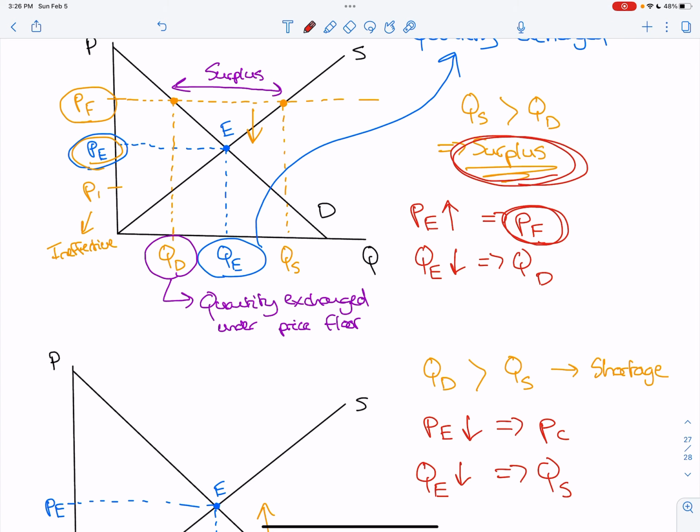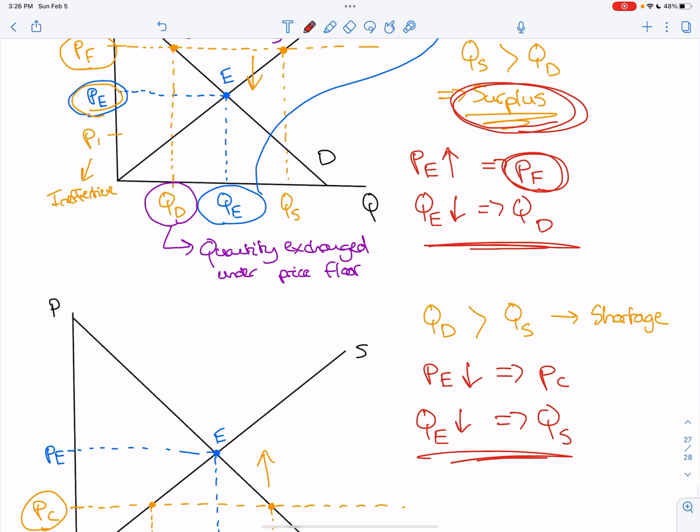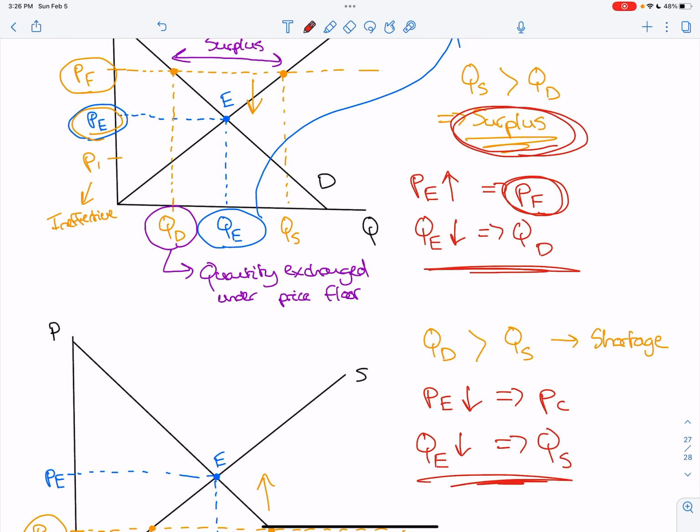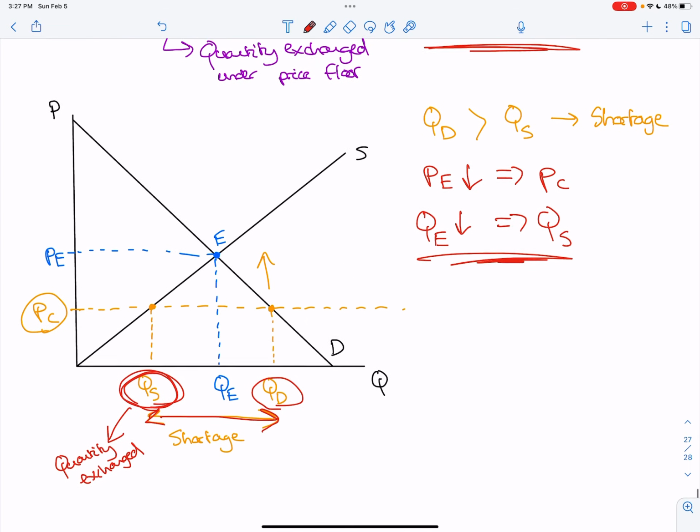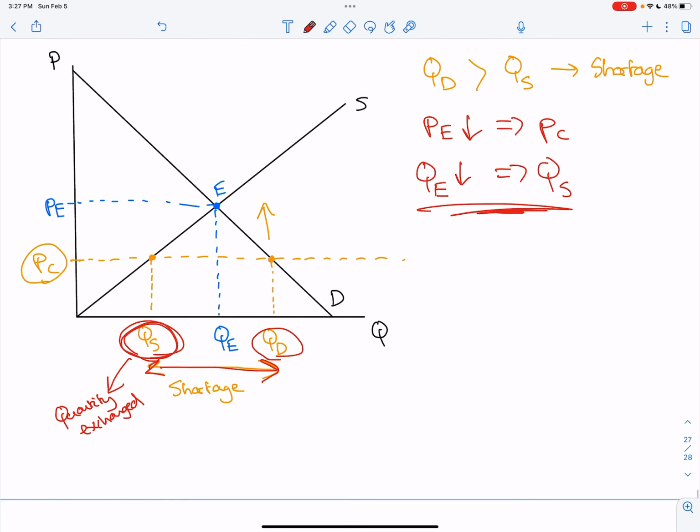Now notice, and we're going to tease out the implications of this in our next video, but notice that in both cases, quantity exchanged actually falls, okay? So the amount of stuff that is actually exchanged in the marketplace has fallen in both cases. Okay, so that's how price controls work. We explored price ceilings and price floors. And in the next video, we're going to talk about the actual result that has on society's welfare.